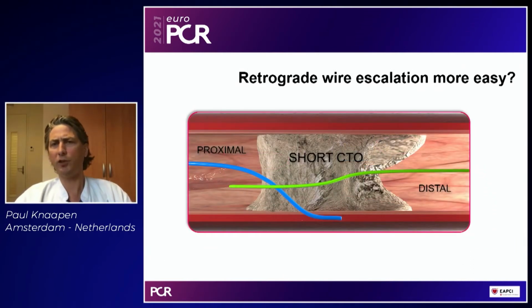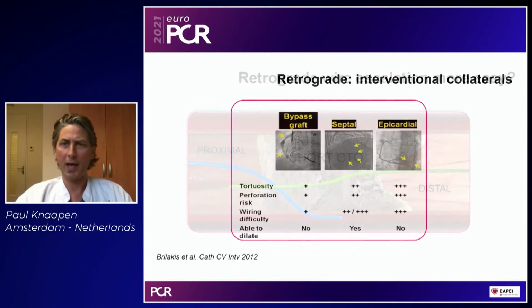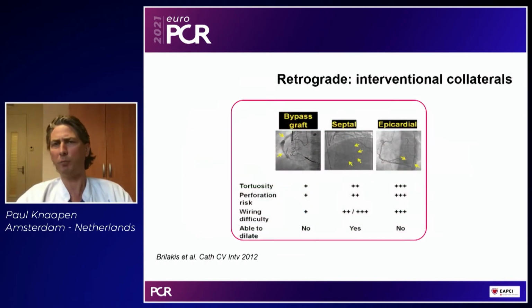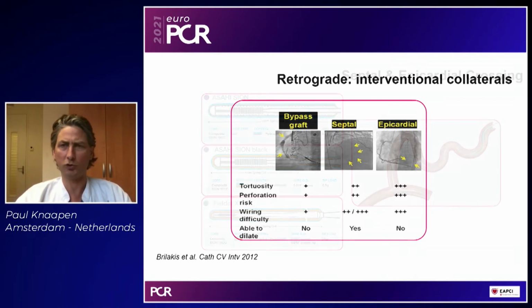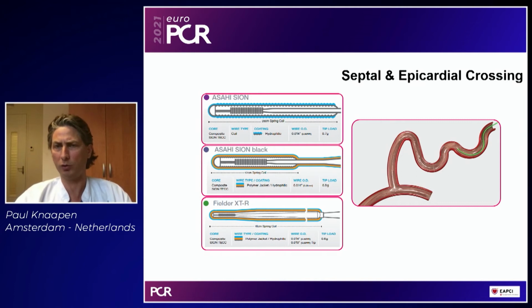However, this is all antegrade work, but we also have the retrograde approach if antegrade fails or we have no cap to start with. And retrograde wiring can be relatively more easy because the distal part of the cap tends to be more soft. We can use bypass grafts, septals, and epicardials to navigate our way through. And actually, you only need 4 wires if you start a retrograde program in your toolkit.